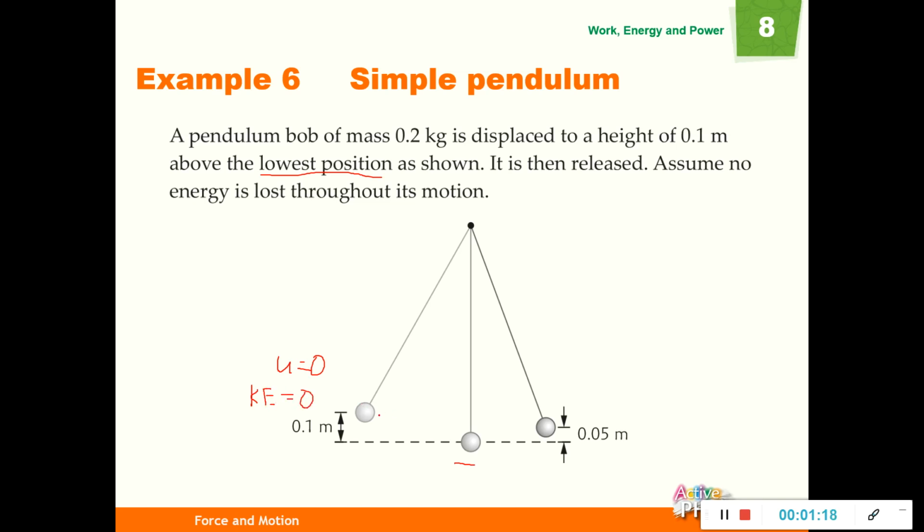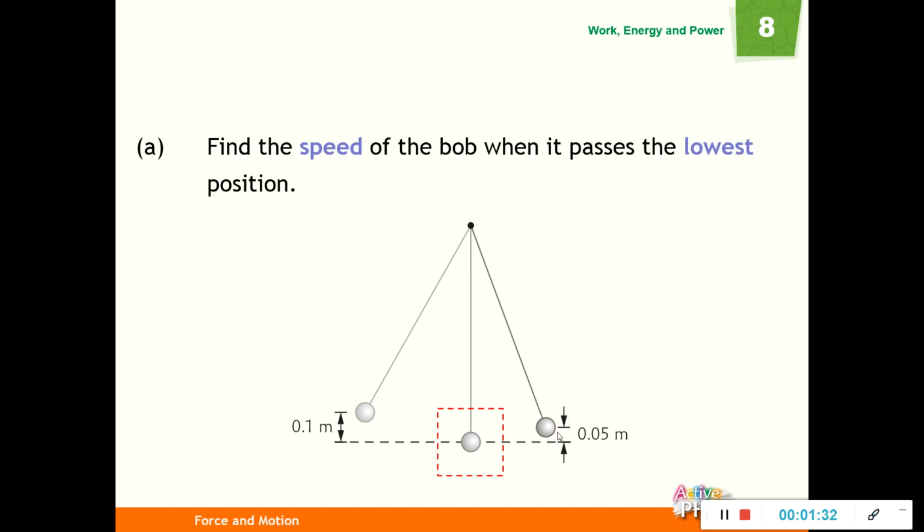Then this one should be the highest position. 0.05 is not the highest position. This ball may move up or move down, depending on the situation. Now keep going. Look at the question. Find the speed of the ball when it passes the lowest position.